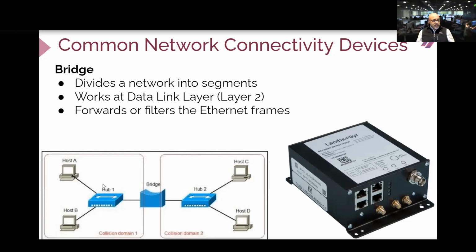Now, if host A wanted to send something to host D, the traffic would come through the hub. It would definitely go to host B because a hub is just repeating. It would go to the bridge. The bridge would say, yeah, host D is on that side. So it's going to transmit, and then it would go to host D. But in this case, because there's a hub here, it's also going to go to host C.